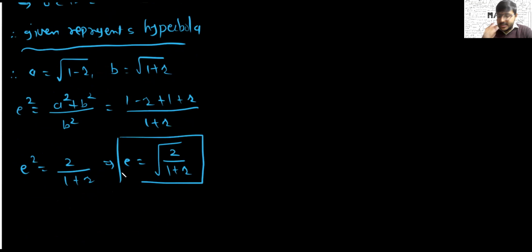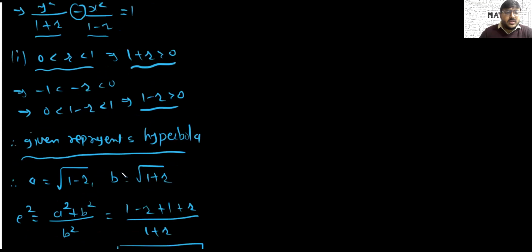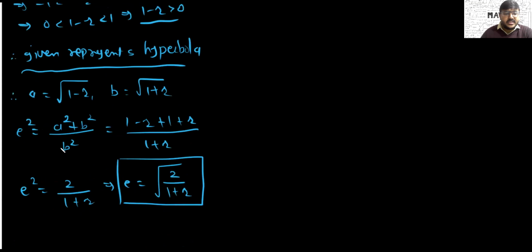Now just check, is it satisfied with the options, that when 0 < r < 1 the eccentricity will be √2/√(1 + r)? But it is not given. So neither option 1 nor option 3 is the correct answer. So let's talk about the second case, number 2.